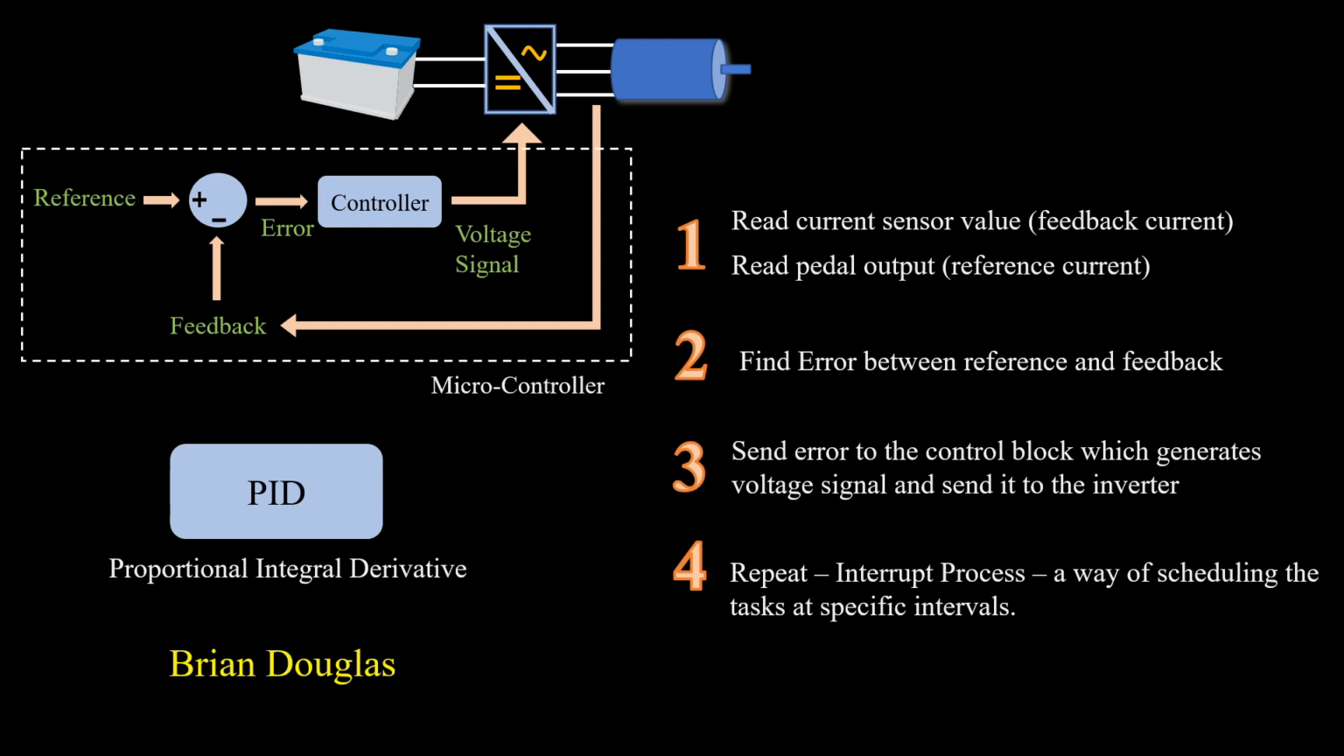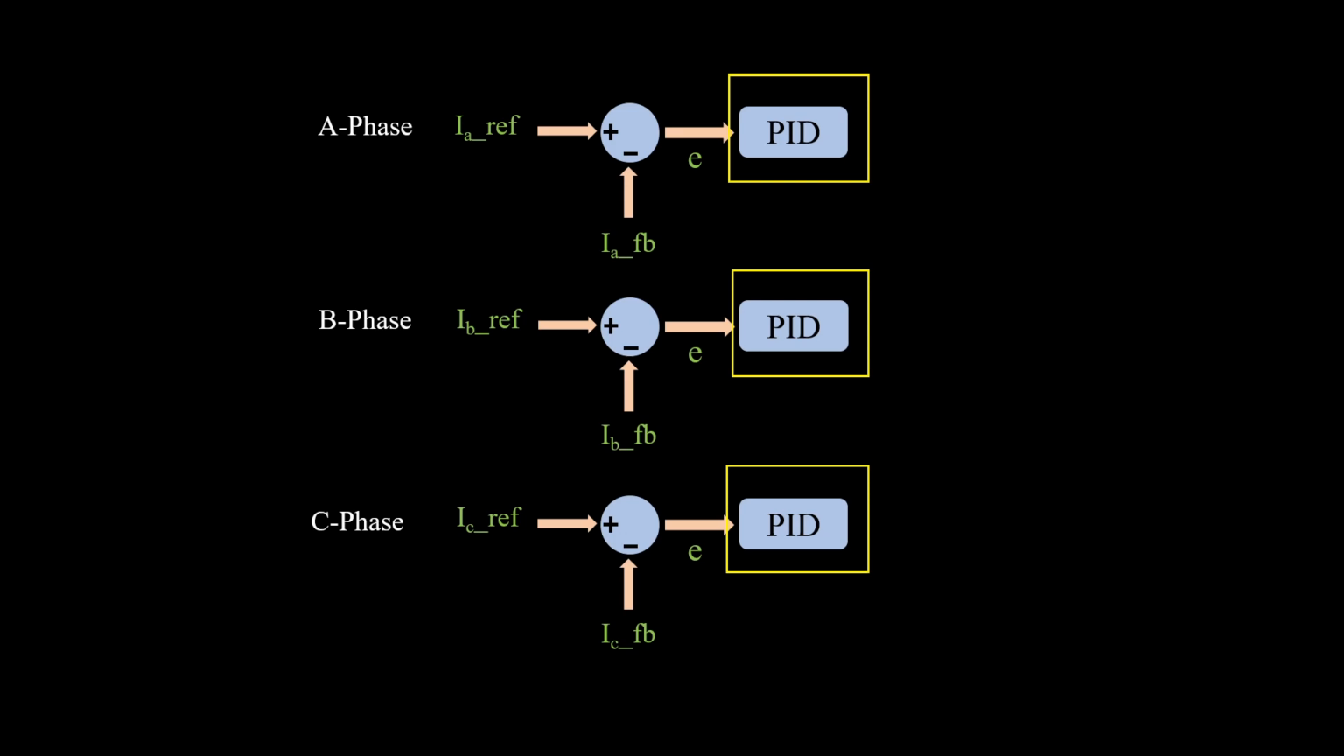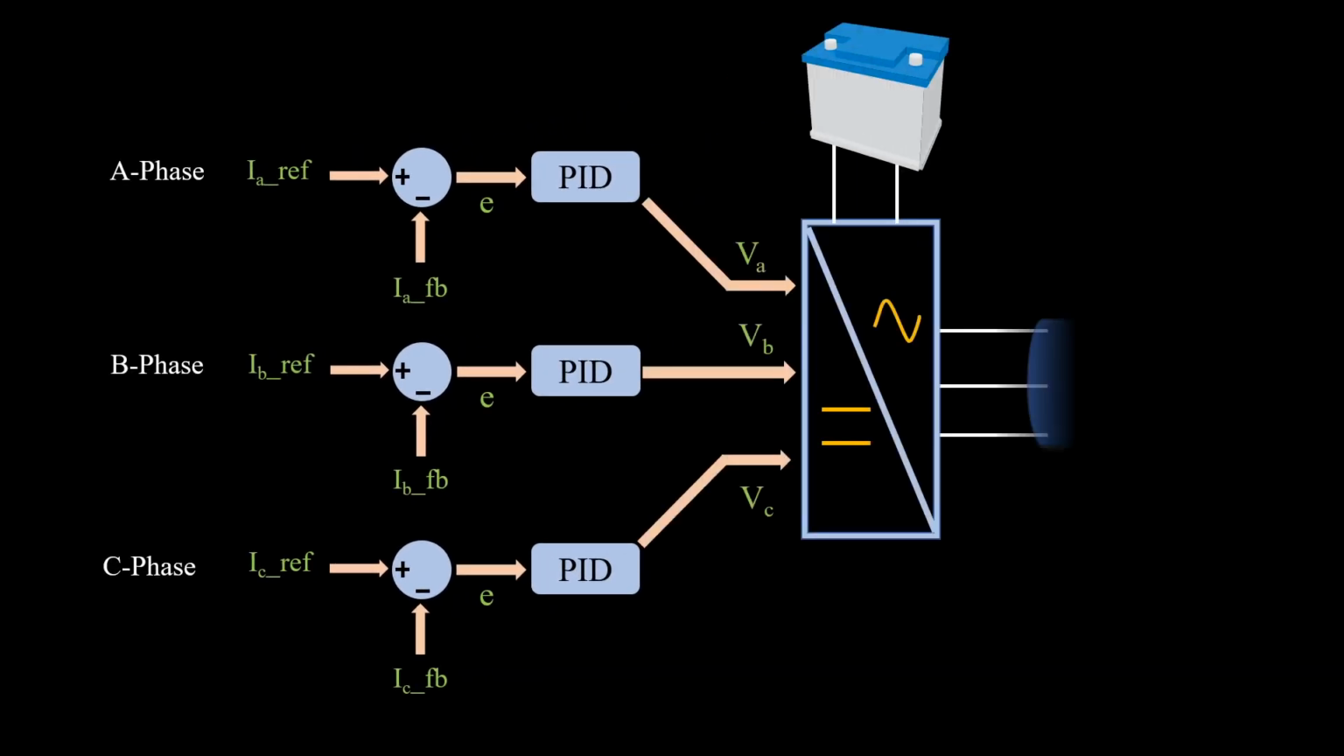Whatever we just discussed is what a motor controller looks like in a nutshell. But we still need to get into the details. We have 3 currents that we want to control. So we will need 3 different control loops that all work together. It means we have 3 feedback currents, 3 reference currents, and 3 PI controllers, and each controller will generate its own voltage signal VA, VB, and VC.